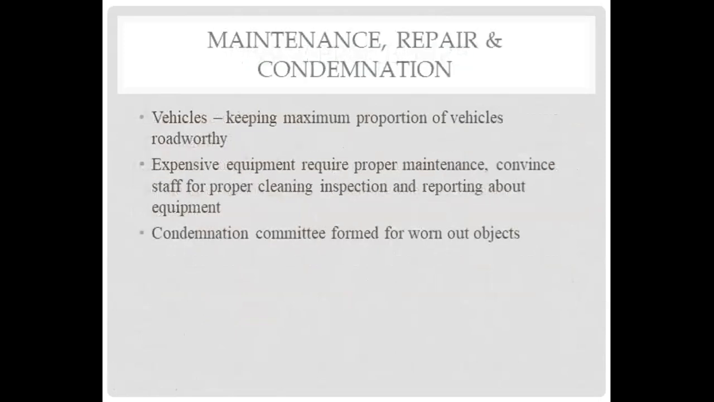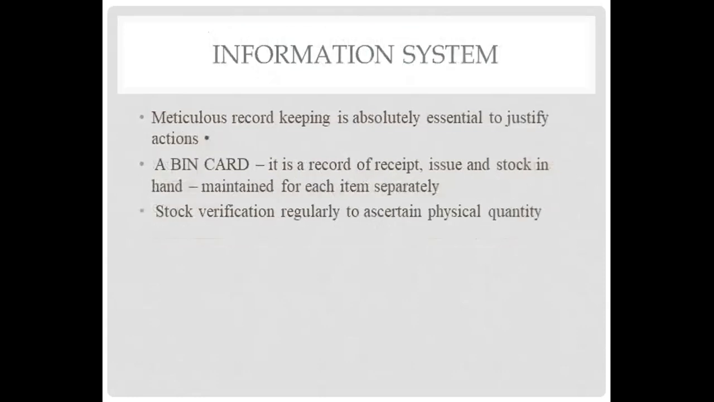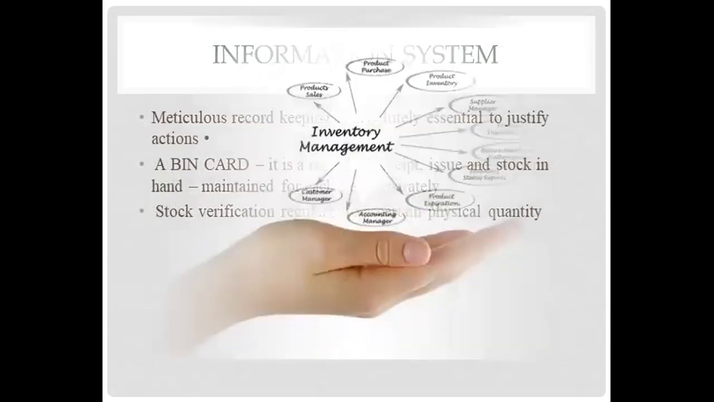Maintenance and repair, condemnation. Vehicles, keeping maximum proportion of vehicles, expensive equipment, proper maintenance, and convincing staff for proper cleaning, inspection, reporting. There should be a condemnation committee formed for worn out objects. Information system: meticulous record keeping is absolutely essential in material management to justify action. A bin card is a record of receipt, issue, and stock in hand maintained for each item.